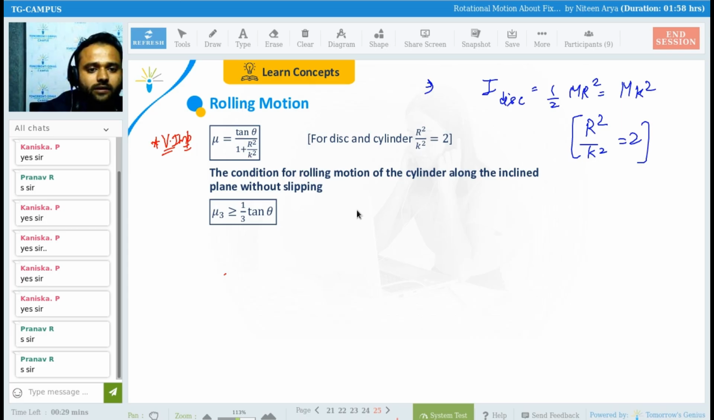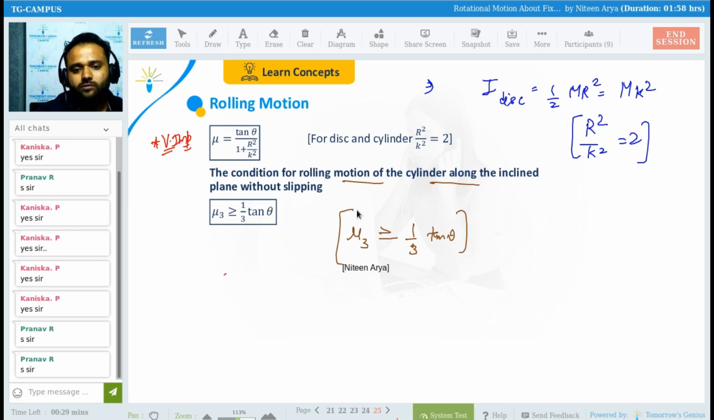So the condition for rolling motion of the cylinder along the inclined plane without slipping is this. What it is? Means if my coefficient of friction is not equal or greater than 1 by 3 tan theta, so it is going to slip. And what is the condition for slipping? Condition for slipping is Vp, velocity of point of contact, is not 0. So basically, the cylinder or disc is going to slide more.